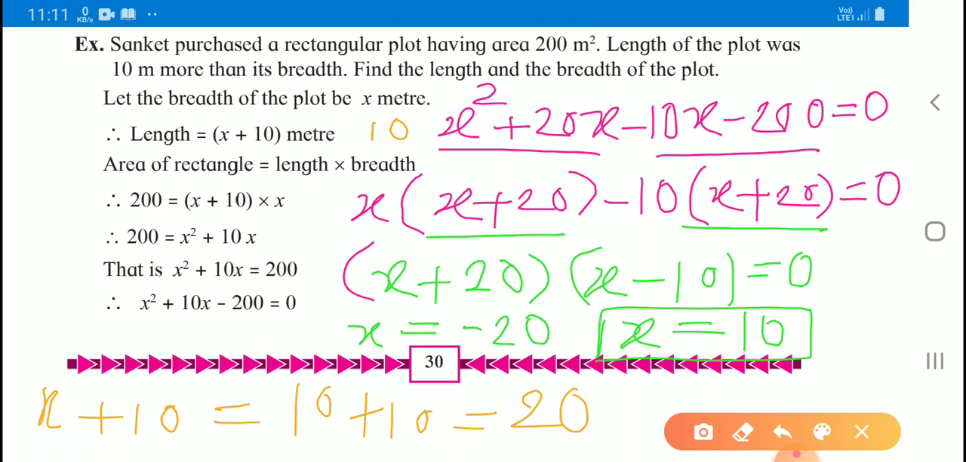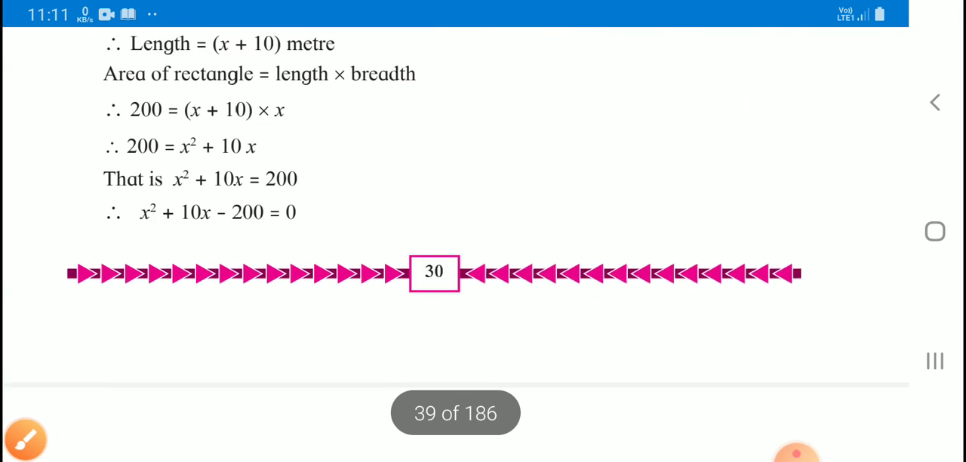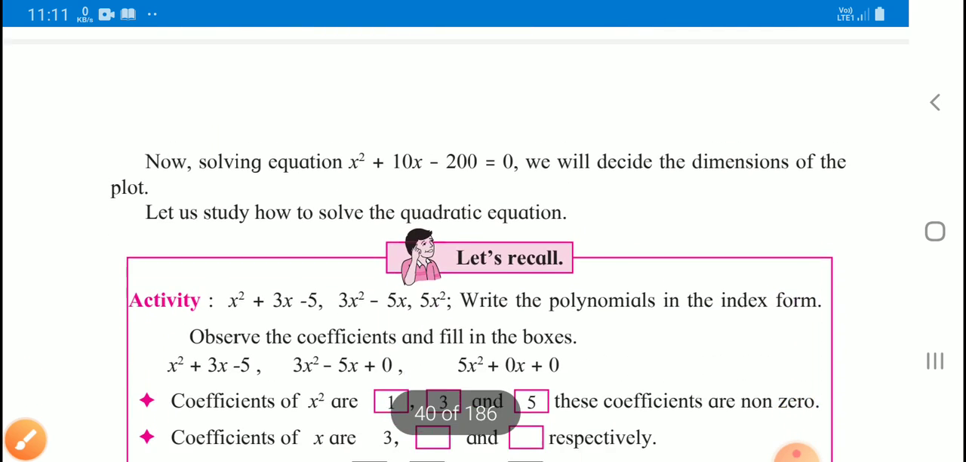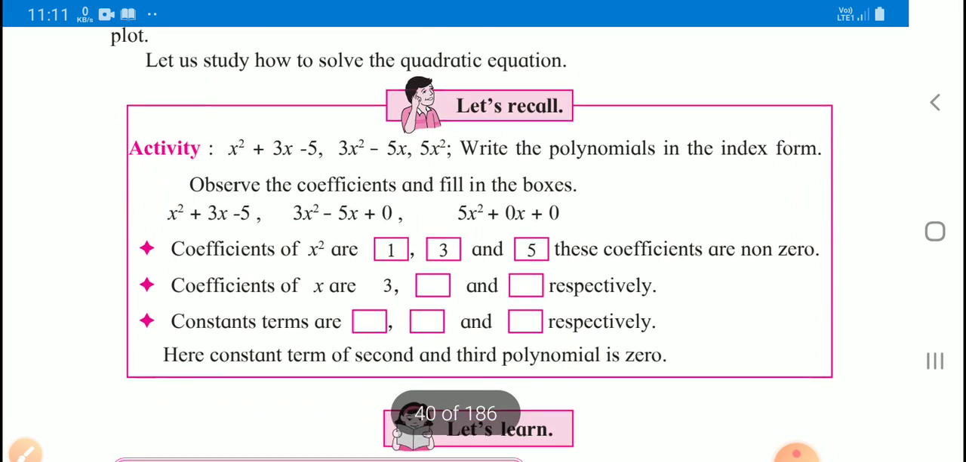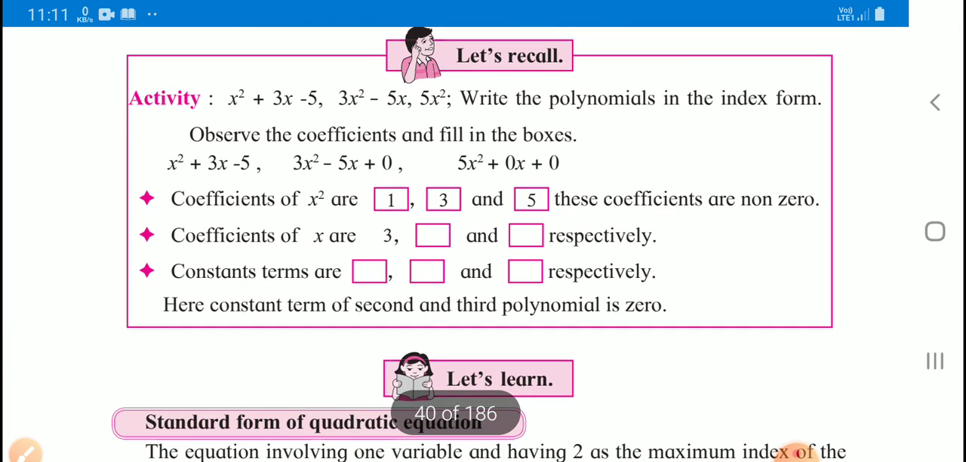Okay, meter. Like this way we have to solve by using the factorization method. We will study this method afterwards. Before that we will see the next point, that is, let us recall. Let us study how to solve the quadratic equation. Before that, let us recall.